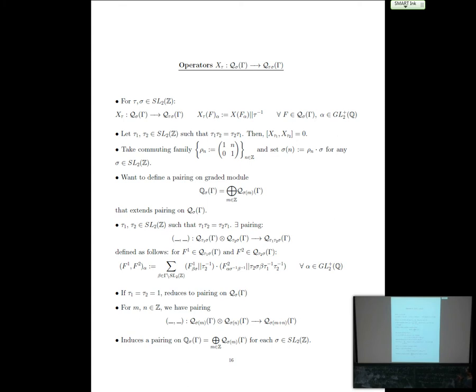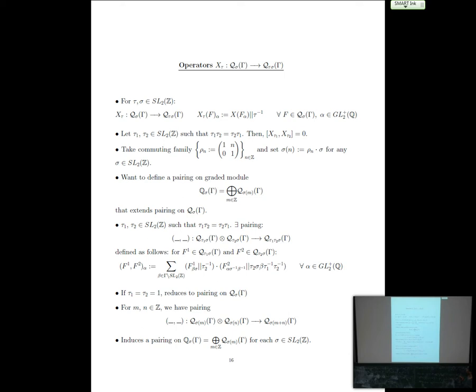So you take tau 1, tau 2 in SL2Z such that tau 1 tau 2 is equal to tau 2 tau 1. Then you have a general pairing, that is Q tau 1 sigma times Q tau 2 sigma going to Q tau 1 tau 2 sigma. And here tau 2 tau 1 is equal to tau 1 tau 2. And it is defined as follows. You can sit down and actually check this. So this works.